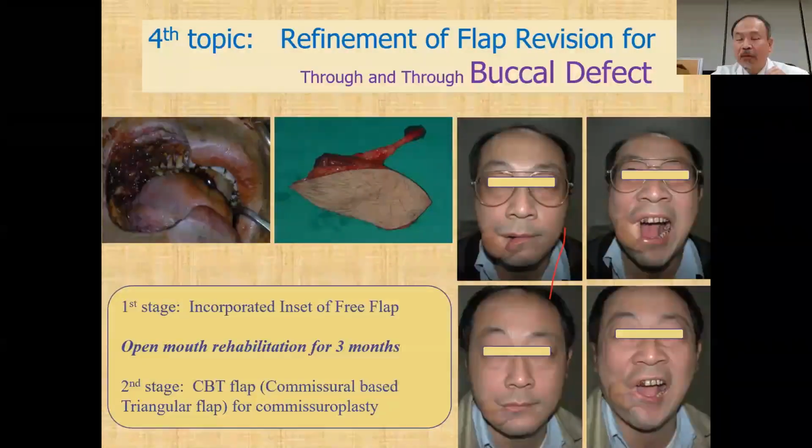Okay, and then we move to the fourth part. The fourth part, I will present my method, the commissuroplasty method. For a through and through buccal defect, initially we designed the flap inset, use the incorporated method. It means we use the central part close to the lip area, and then with deepithelization, and then we can pull the lip.